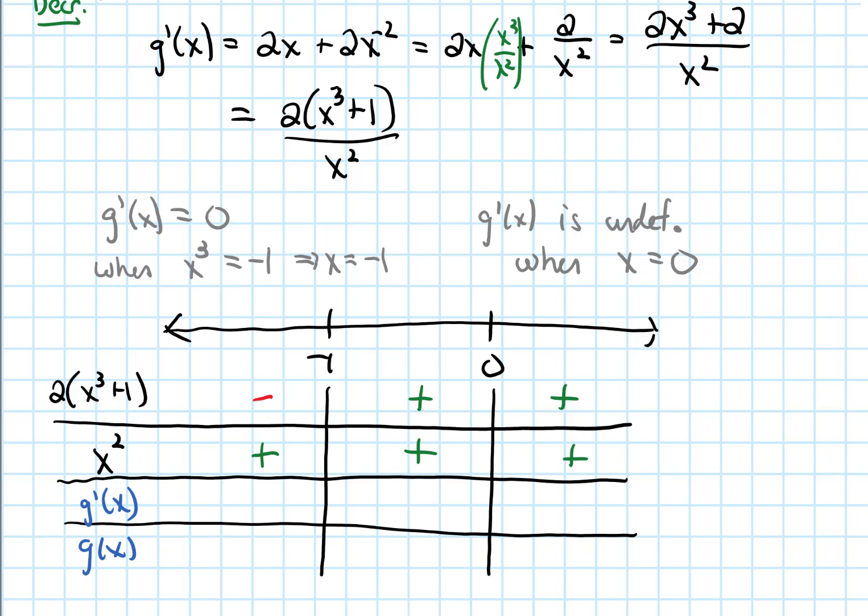Okay. So now I need the sign of g prime of x. G prime of x takes these factors and it divides them. So if I have a negative number divided by a positive number, that's going to be negative. Positive divided by positive, that is positive. And positive divided by positive, that is positive. Okay, so when our derivative is negative, that means the original function is decreasing. It is going down. And when the derivative is positive, our original function is going up. Same thing here. It's going to be increasing.